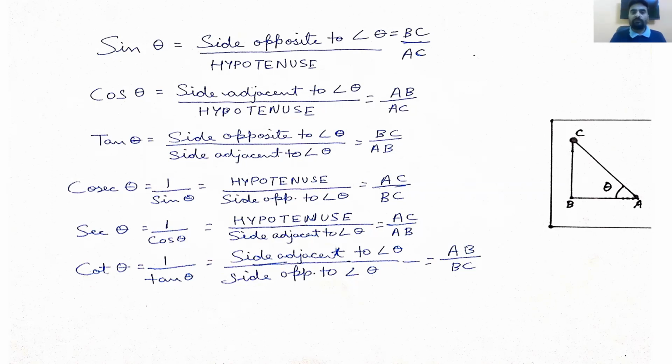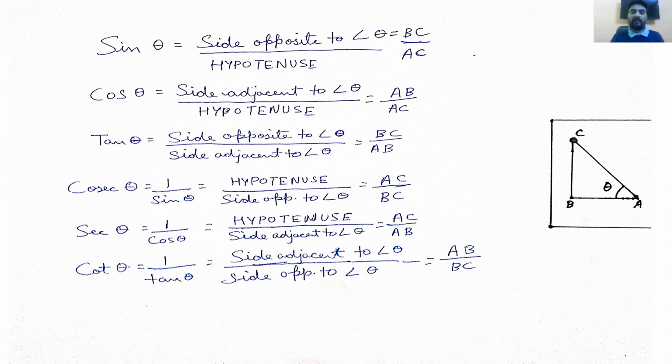What is cos theta? The side adjacent to angle theta, which is the base of this right angle triangle, AB, upon hypotenuse, which is AC again. Now, tan theta is the side opposite to angle theta divided by the side adjacent to angle theta. Which are these two sides? Opposite to angle theta is BC, and adjacent to angle theta is AB. Okay, now we have discussed the three primary functions of trigonometry. Now let's talk about the three derived functions as well. As I already told you, these other three are the derived functions.